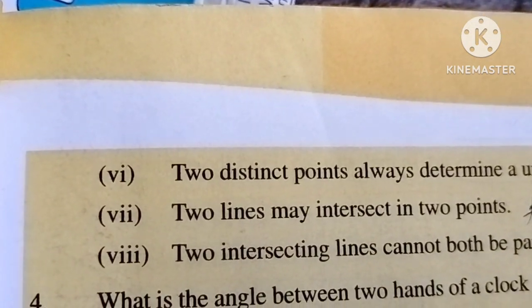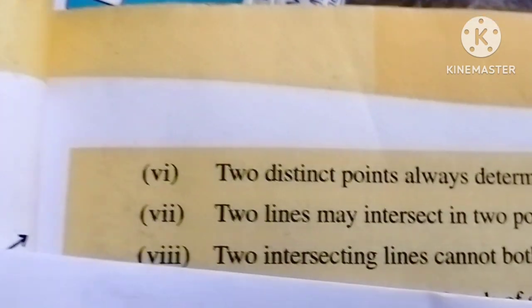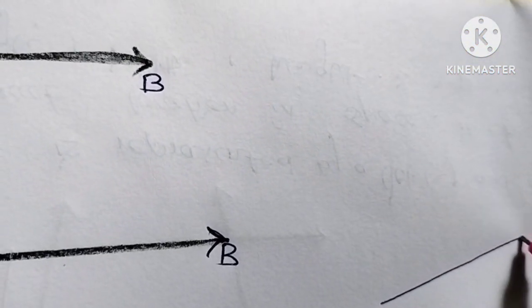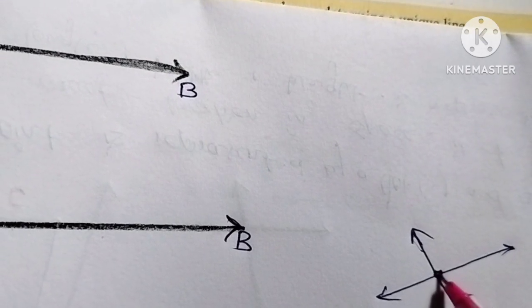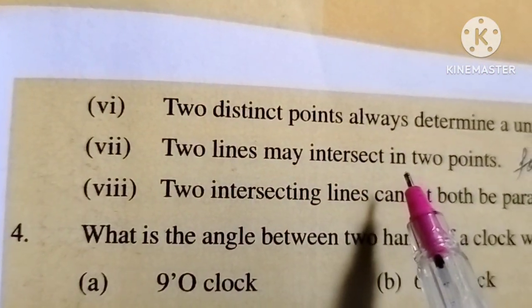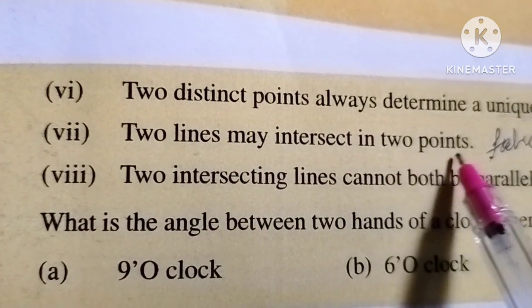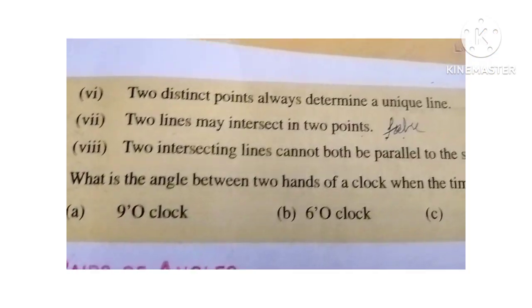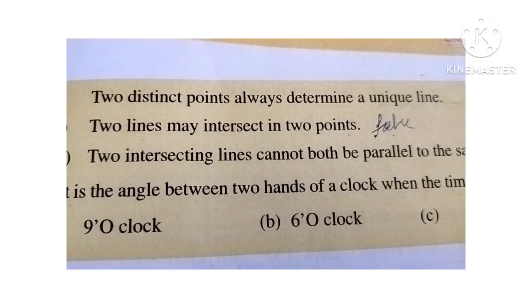So next one, two lines may intersect in two points. I am taking an example. So this is one line and this is one line. So two lines may intersect at one point only. So this is false. Two lines may intersect at one point only. So this is false.